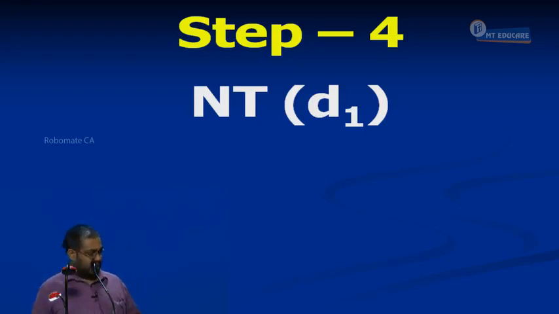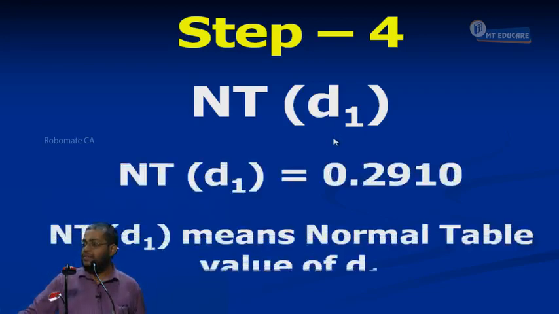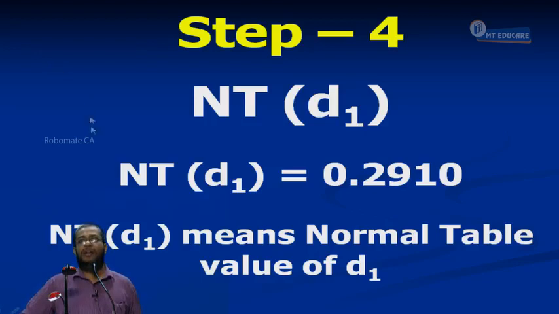What is D1? 0.8116. Our normal table has got only 2 decimals. What is the 0.81 Z value? Tell me what is 0.81, the value you want to get, against 0.8 and 0.01. Let us see what is that. So it is 0.7910. 2 decimals have been searched. NTD1 is equal to 0.7910, the normal table value of 0.8116.